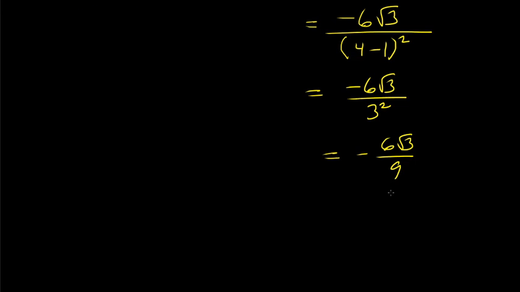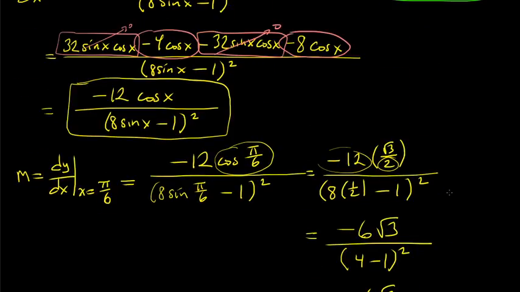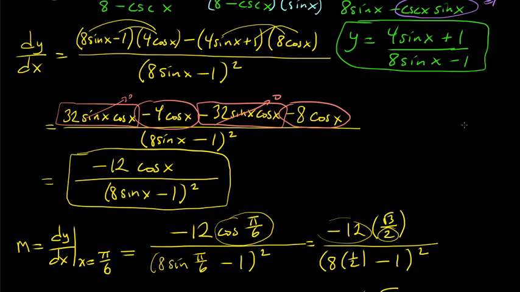And then 6 over 9 reduces to 2 over 3. Right? So this is 2 times 3 times square root of 3 over 3 times 3 times, well, times 1. So the 3's cancel. 3 divided by 3 is 1. And that leaves us with a grand total of negative 2 square root of 3 over 3. That's just the negative sign in front, right? So yeah, the slope is negative. The slope of the graph is negative 2 square root of 3 over 3.